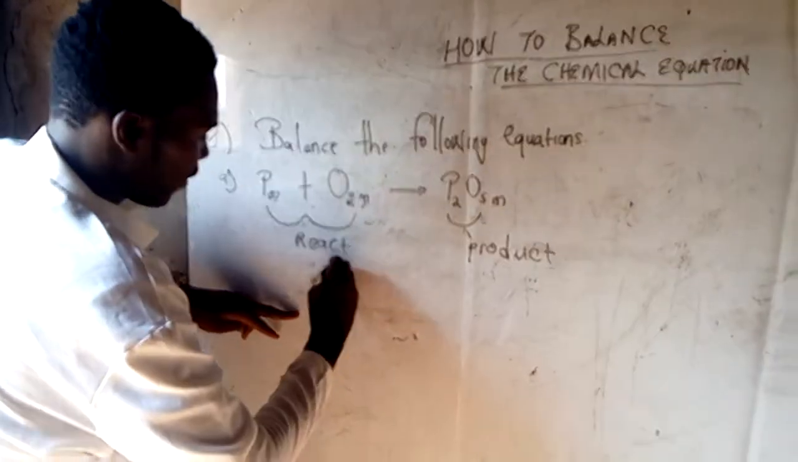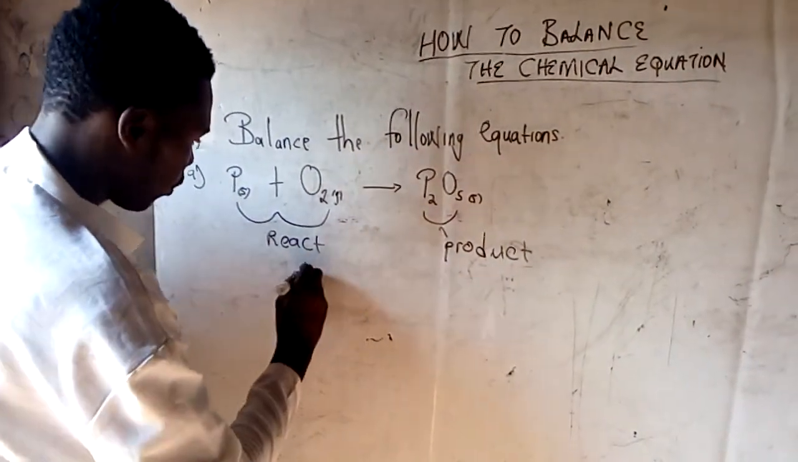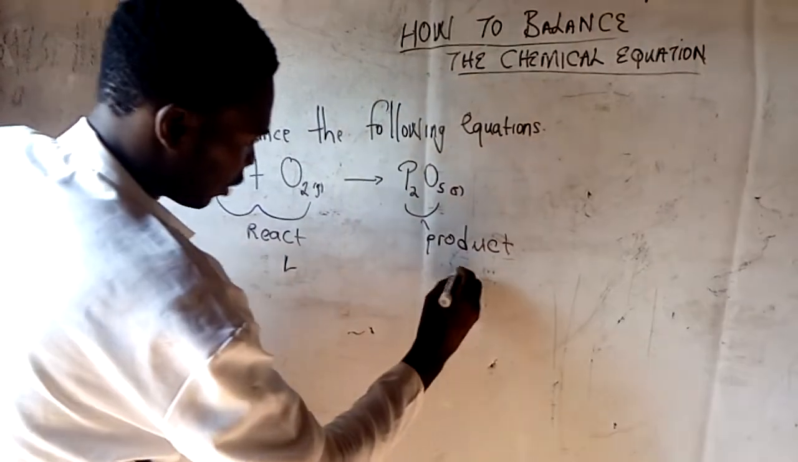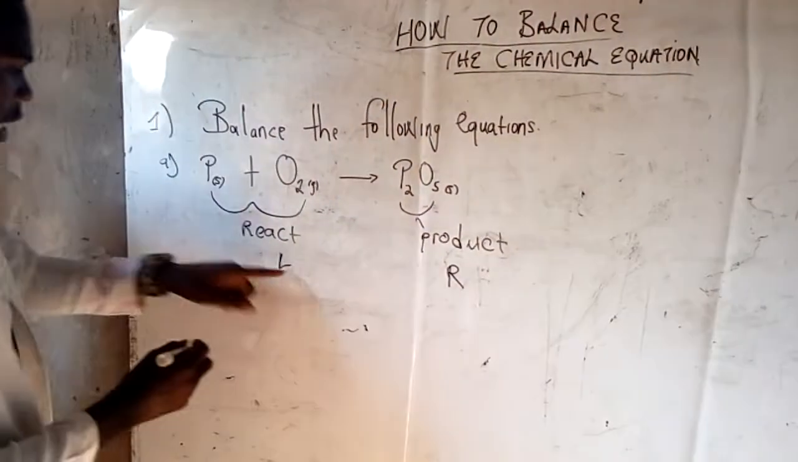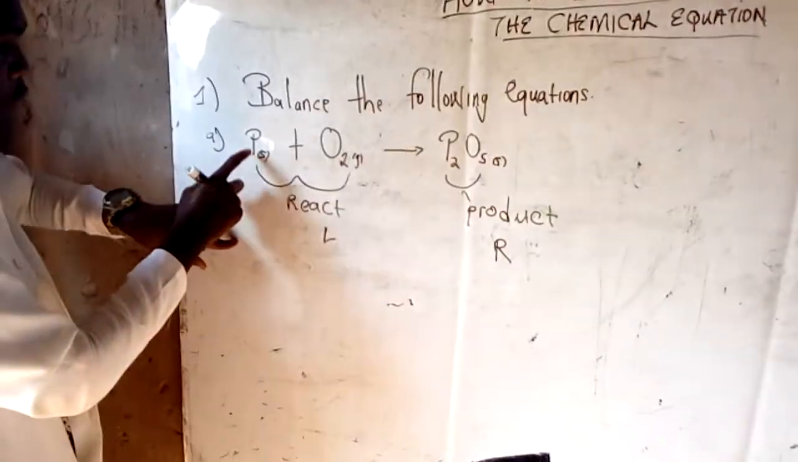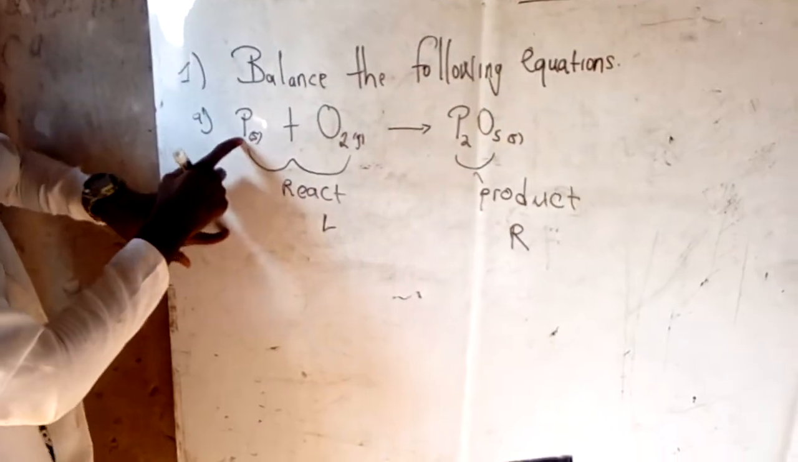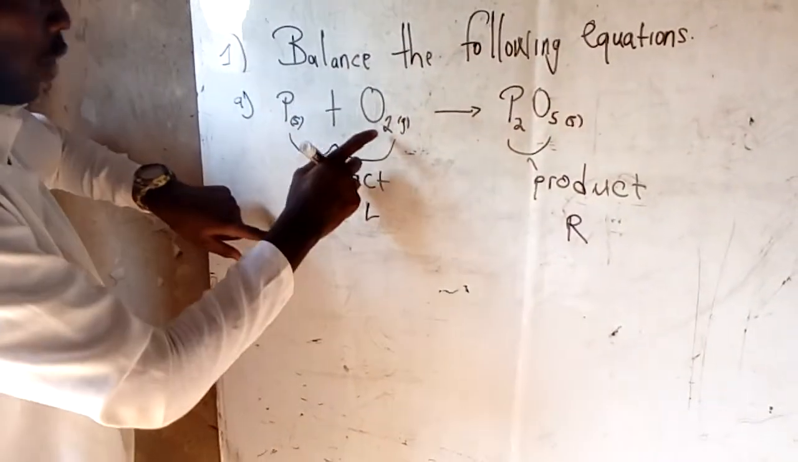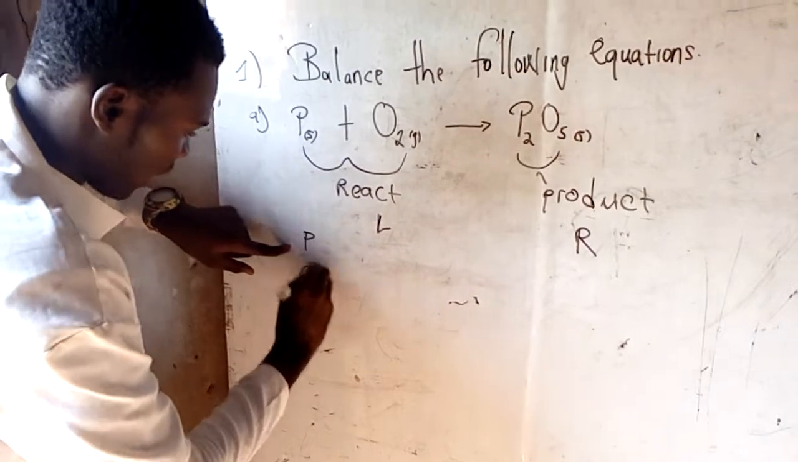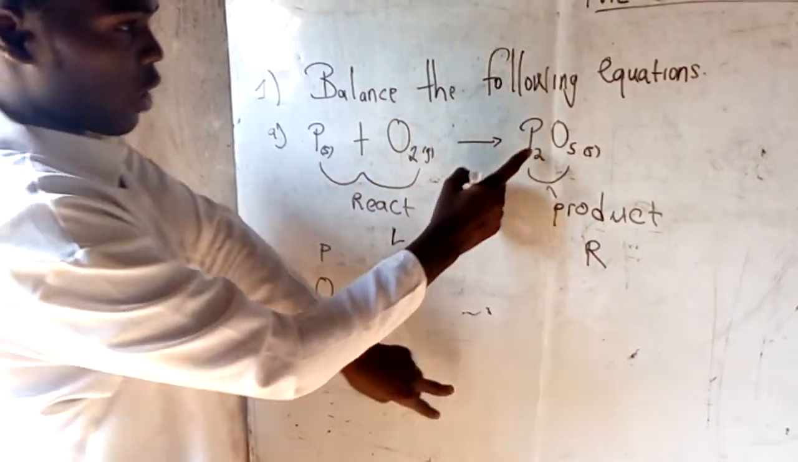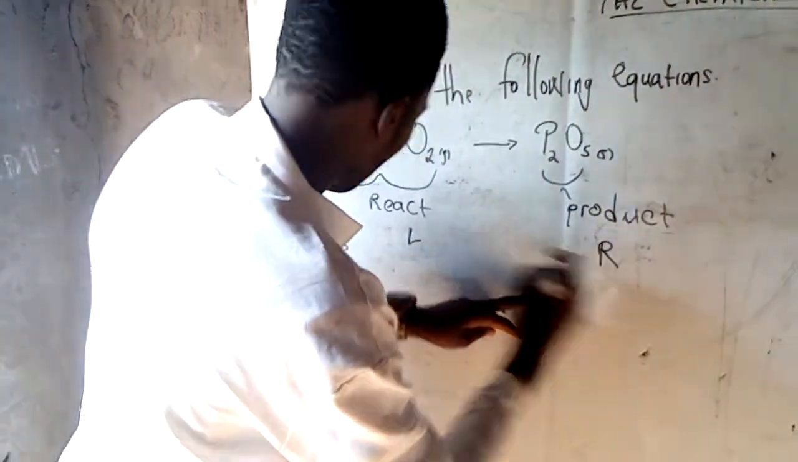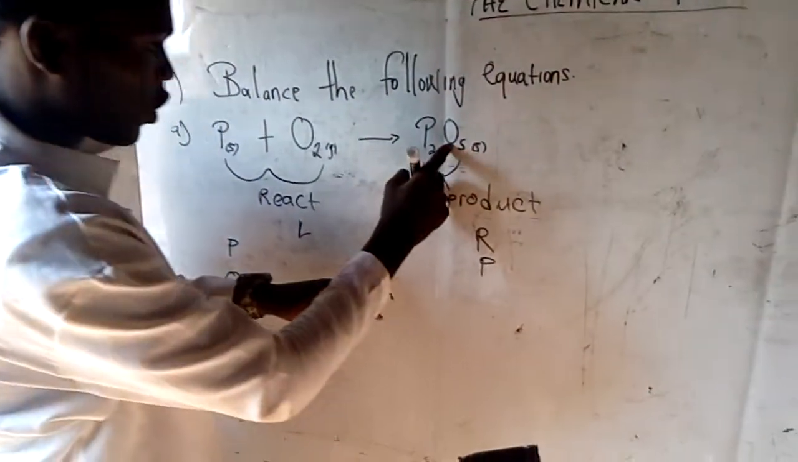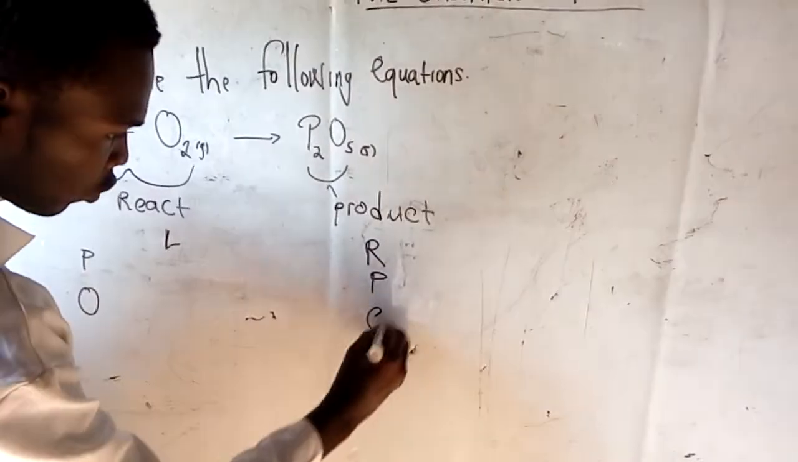So we have the left, which is L, and we have the right here. Now let's try to balance this equation. We take the first element that we have: phosphorus, so this is P. Then we also have oxygen, with its symbol. Now we have phosphorus again here, which is P, then we have oxygen, which is 5 here. We're going to put oxygen like this.